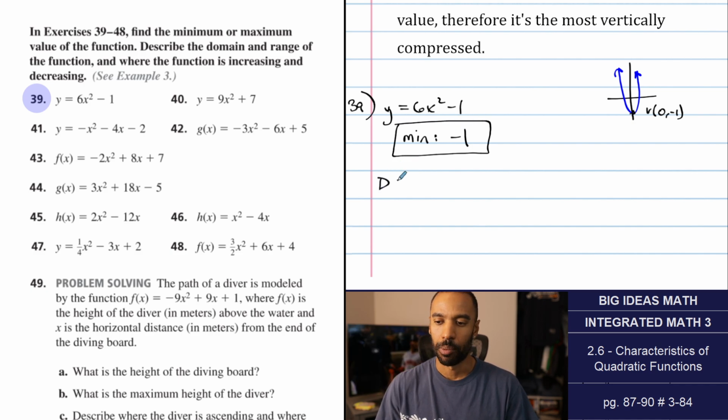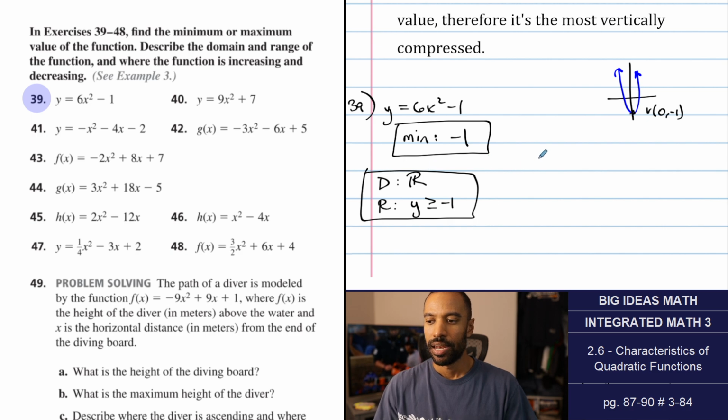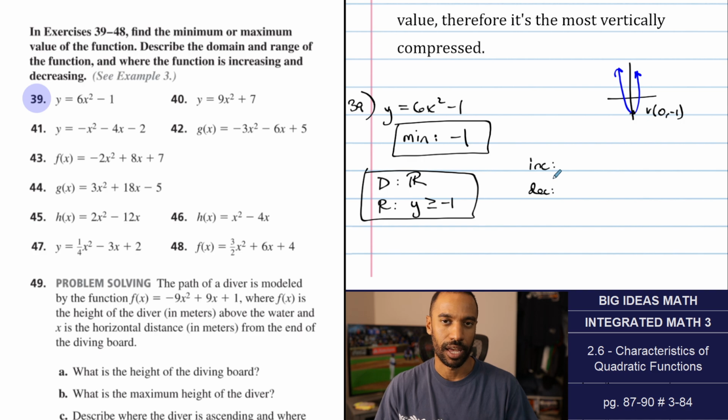Domain and range. Domain is all real numbers. I can't imagine any of these that won't be all real number domain. Range is limited based off that min value. It goes up from -1. Now the increasing, decreasing part, I'm going to do an interval, not an inequality notation. It increases onward from 0 on x. When x is greater than 0, it increases. And it decreases when x is less than 0.